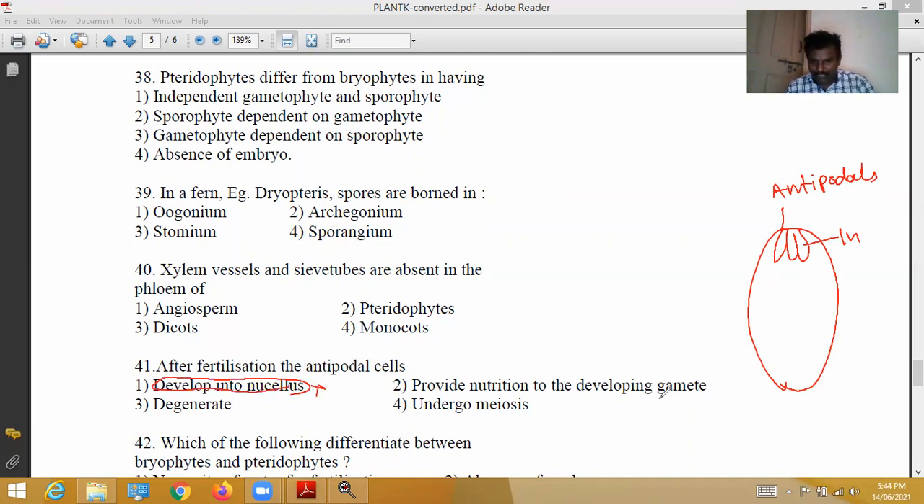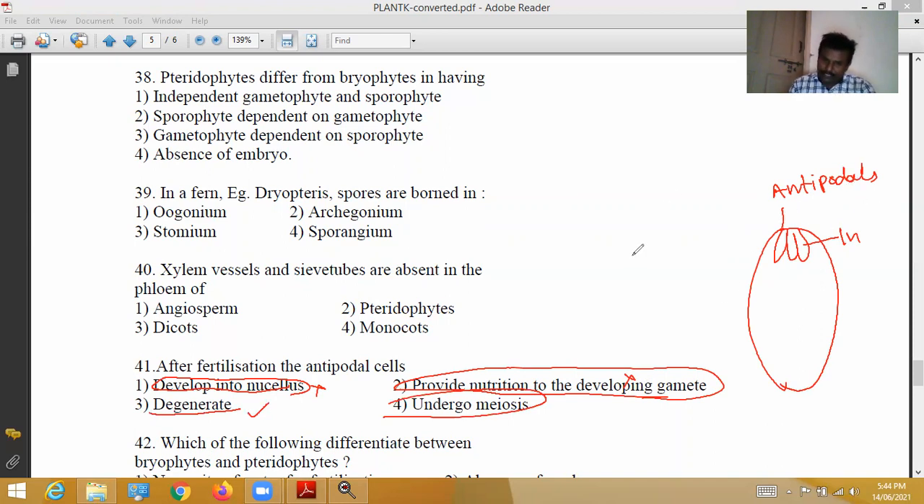To provide nutrition to the developing gamete? Nutrition is not at all provided by the antipodals. So the second option is also wrong. Third option, degenerate. After fertilization, the antipodals degenerate and fall off. It is the correct option. Next, undergo meiosis. Antipodals are not at all involved in meiosis. Antipodals are formed from mitotic divisions. So among the four options, the correct option for question 41 is the third option.